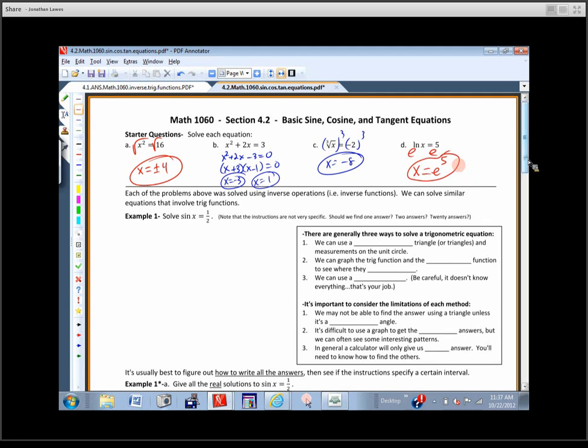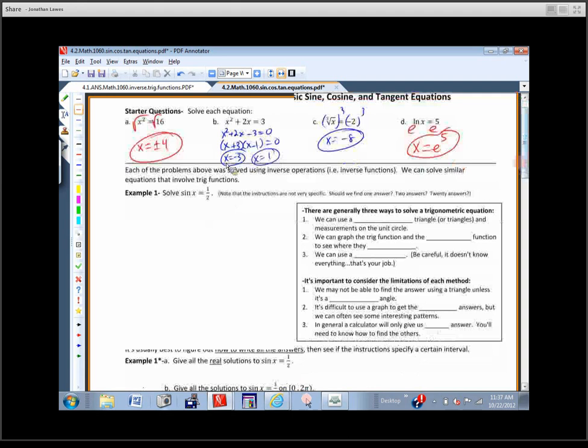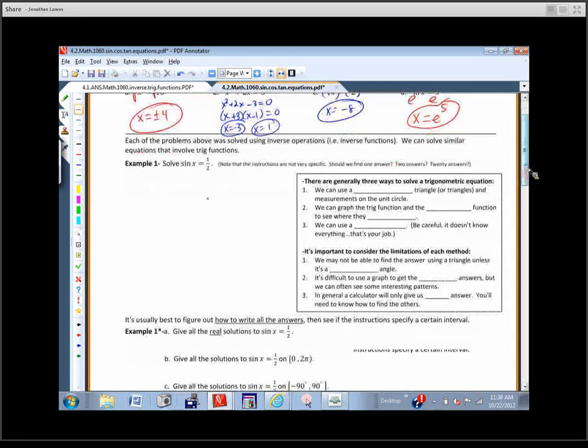Okay, one way or the other, each one of these equations was solved using an inverse. Even right here, we solved this by undoing adding 3, by subtracting 3 from both sides of the equation and that sort of thing. So that's how we're going to solve basic trig equations. We're going to use inverses. So I think we looked at some problems like this before. We're going to solve sine of x equals 1/2. We're going to do a bunch of sines on this side. We'll do some cosine and tangent on the other side of the notes.